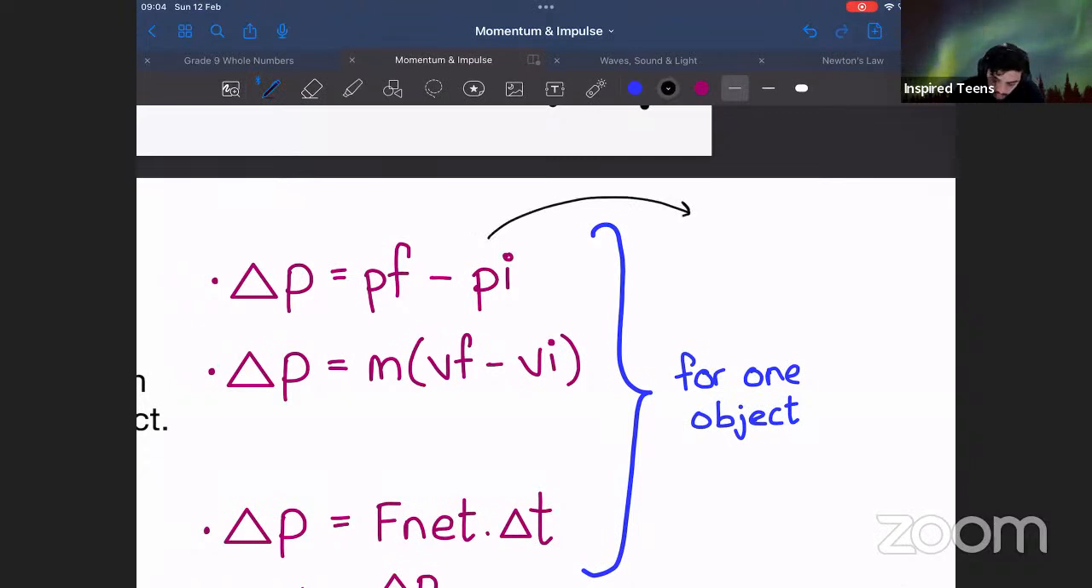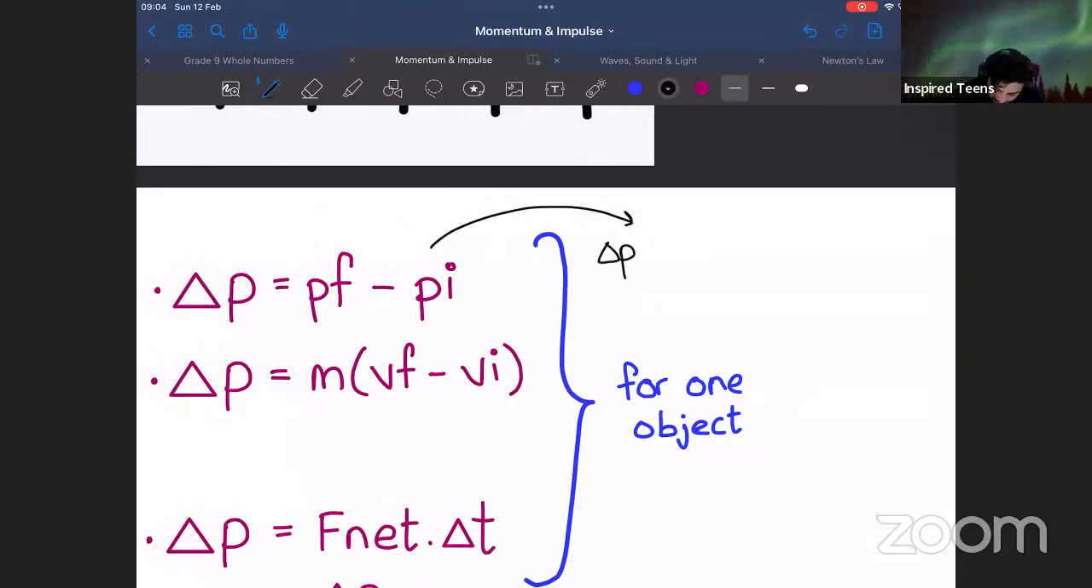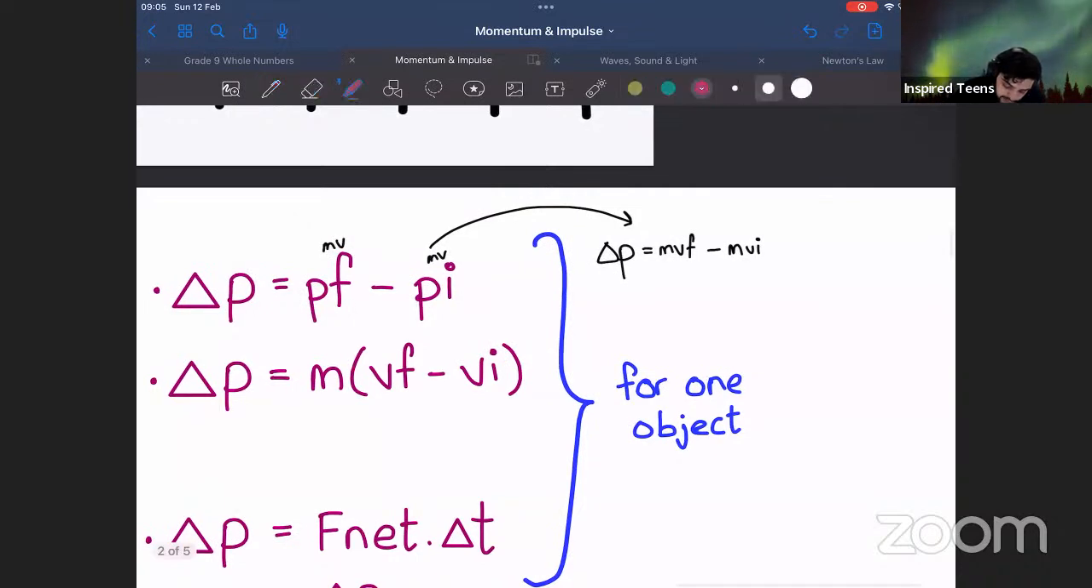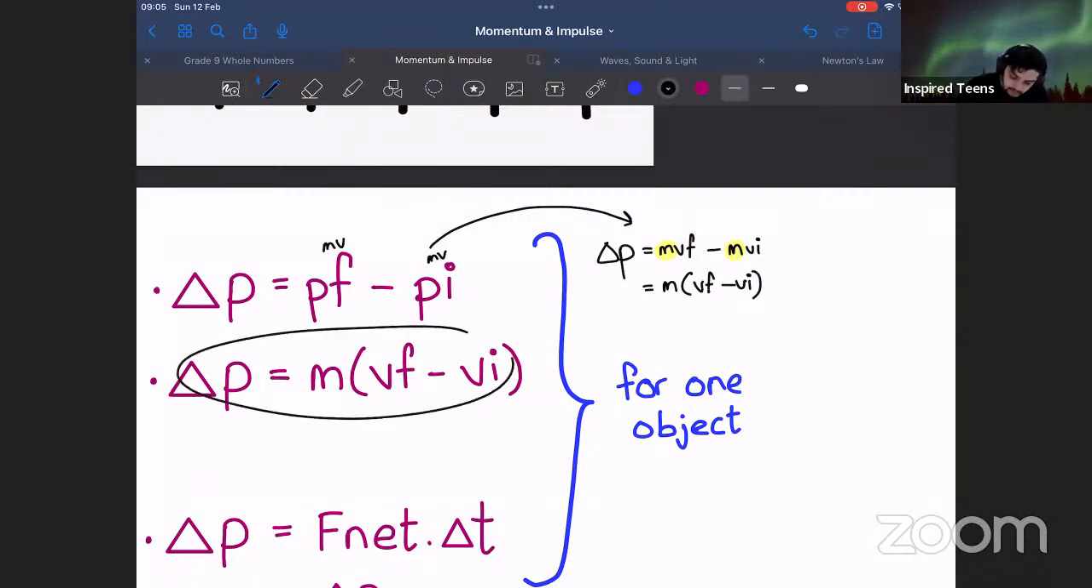I'll show you how. When we talk about P final minus P initial, we need to remember that the actual formula for P is M times V. So P final minus P initial could also be M V final minus M V initial, the mass times the final velocity minus the mass times the initial velocity. Because we are dealing with one object, the mass is the same, and we can take that mass as a common factor. That's how we arrive at this formula.